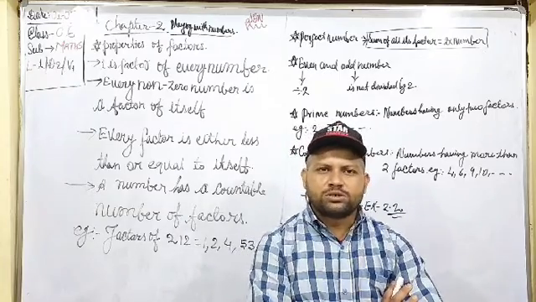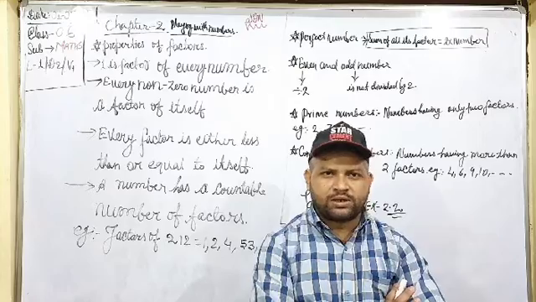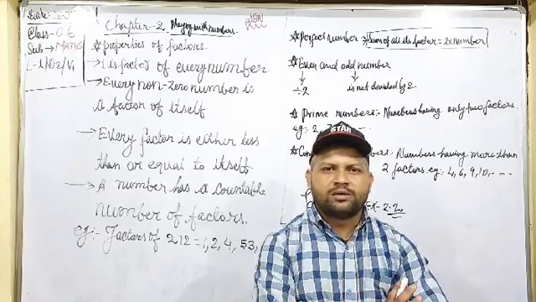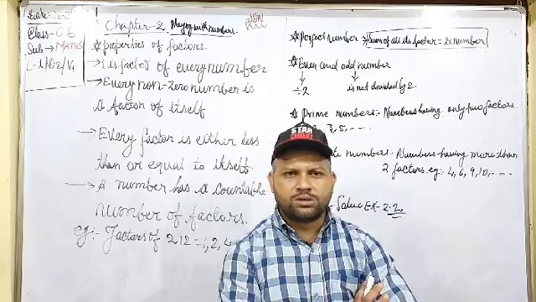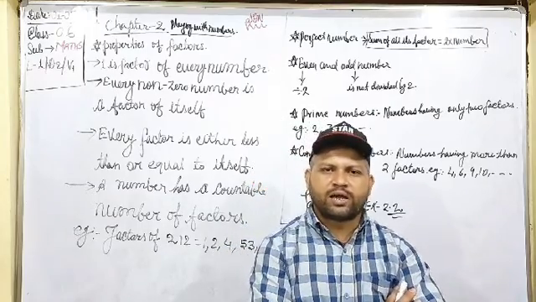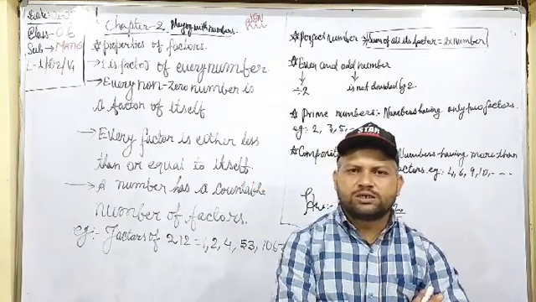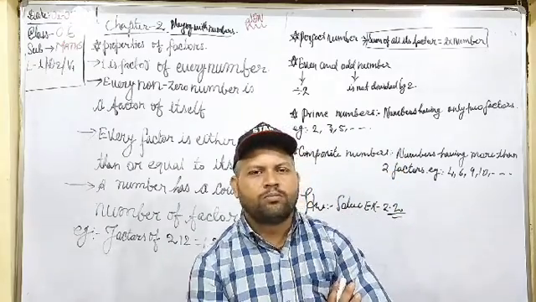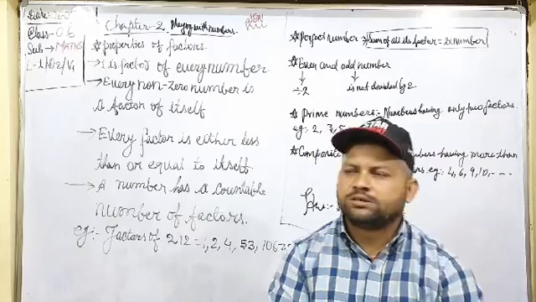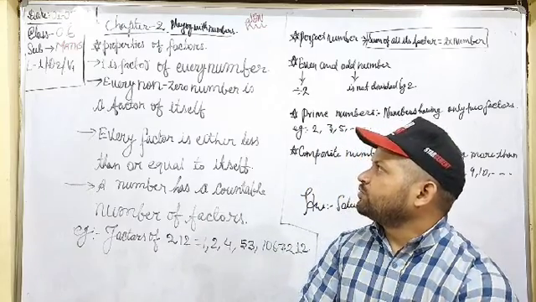Today I am going to explain about the properties of factors and different types of numbers such as prime number, even number, odd number, and composite number. So let us concentrate on this video and try to understand my explanations. Let us start here. Properties of factor.